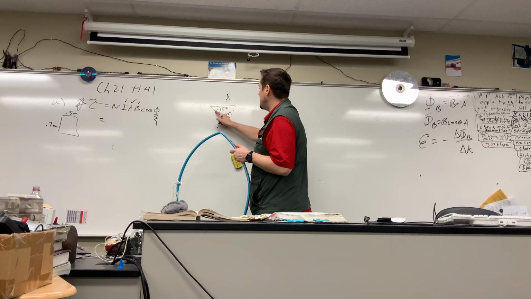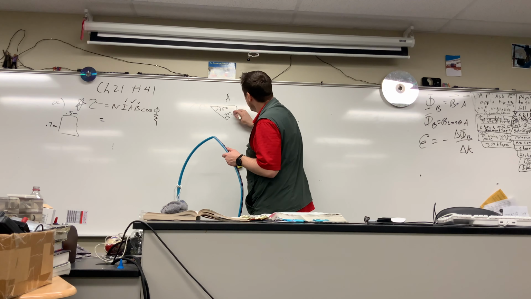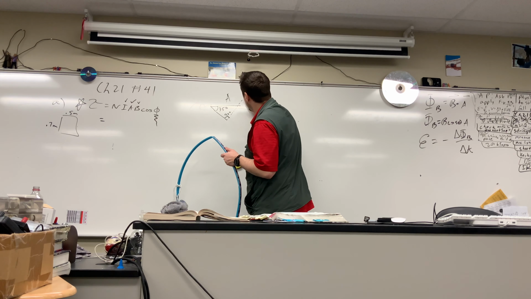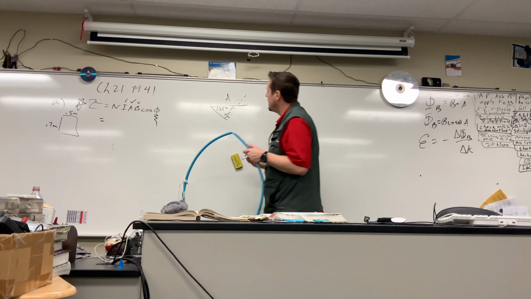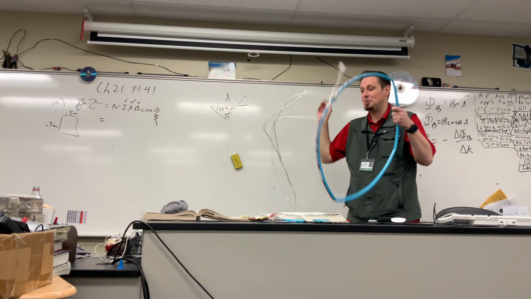So if this is 90 and this is 35, all right, that means this right here will be 55. Is that okay? Mhm. Assuming Euclidean geometry.